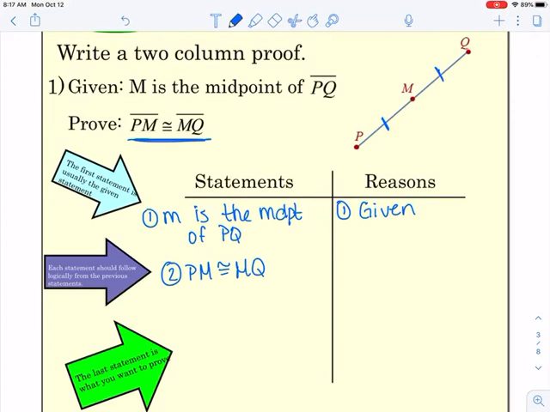And why is that? It goes back to that first slide. Definition of a midpoint. You cannot say definition of a bisector here. You weren't given a bisector, you were given a midpoint. So you're just always using what's given inside of that proof.